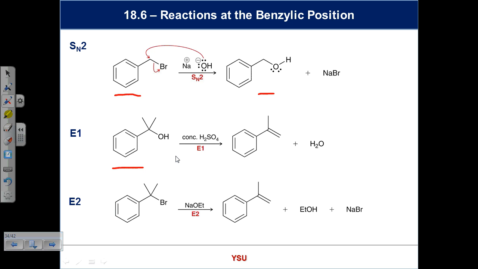In this example, E1. What sort of intermediate are we dealing with in E1? Carbocation. So same idea as the previous slide. Protonate this thing, break it off, put a positive charge right here, and away we go. And again, the conditions are conducive to E1, not SN1, because of the fact that we have a non-nucleophilic acid or conjugate base. Down at the bottom, how do you know this is E2 and not E1?